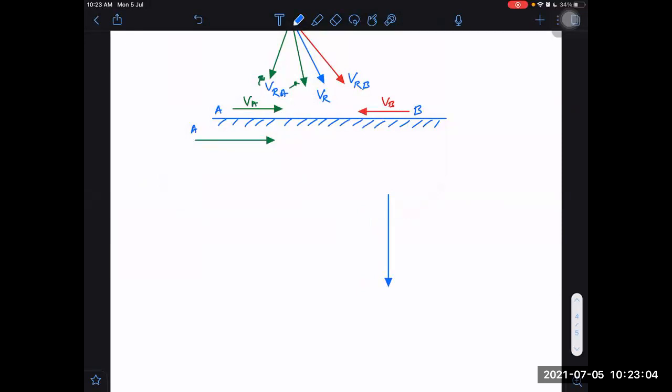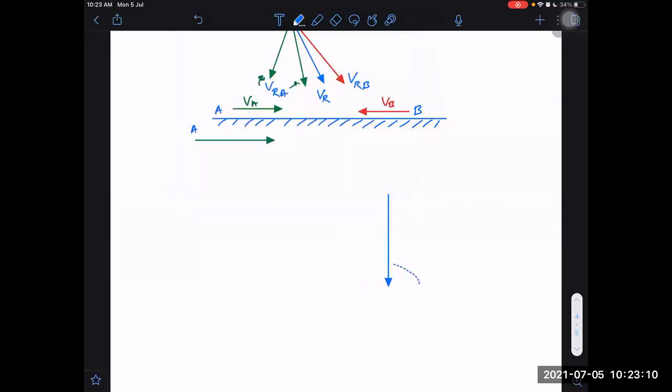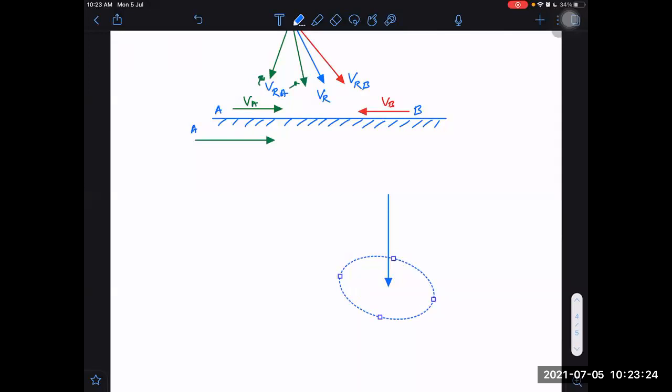And velocity of man is... I am taking several possible vectors of velocity of man. Can you see the ring?